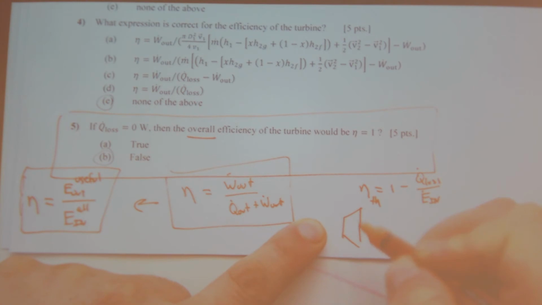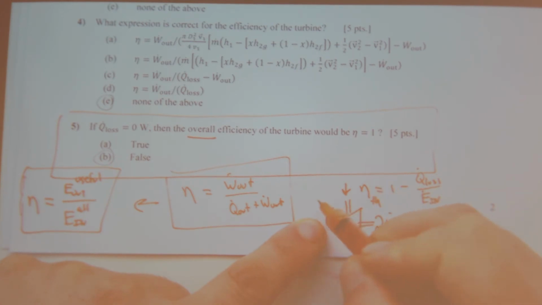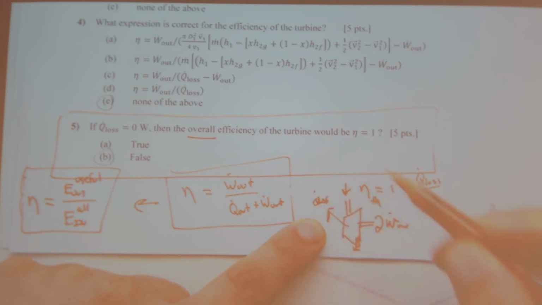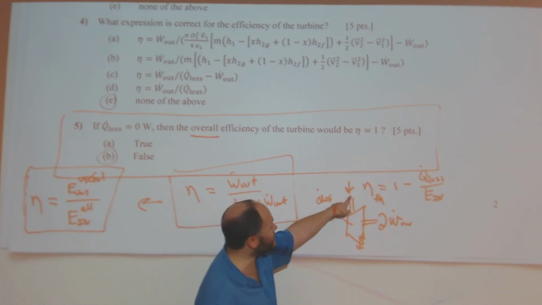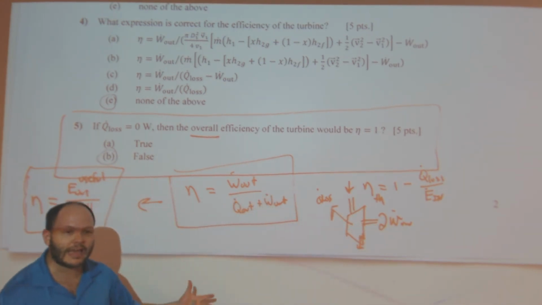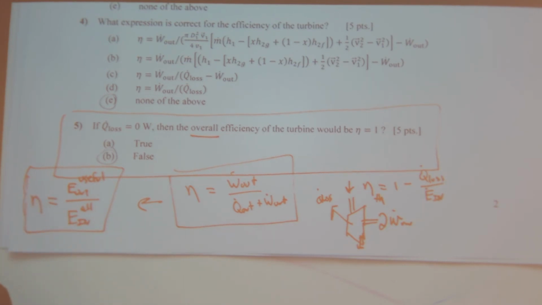So if I draw a picture, I have gas coming in, I have gas leaving, I have work dot out, and I have some Q dot loss. Okay? So there's energy associated with this. I'm converting the energy associated with this into shaft work, and in this case, I'm converting the energy into shaft work without any loss of heat to the surroundings.